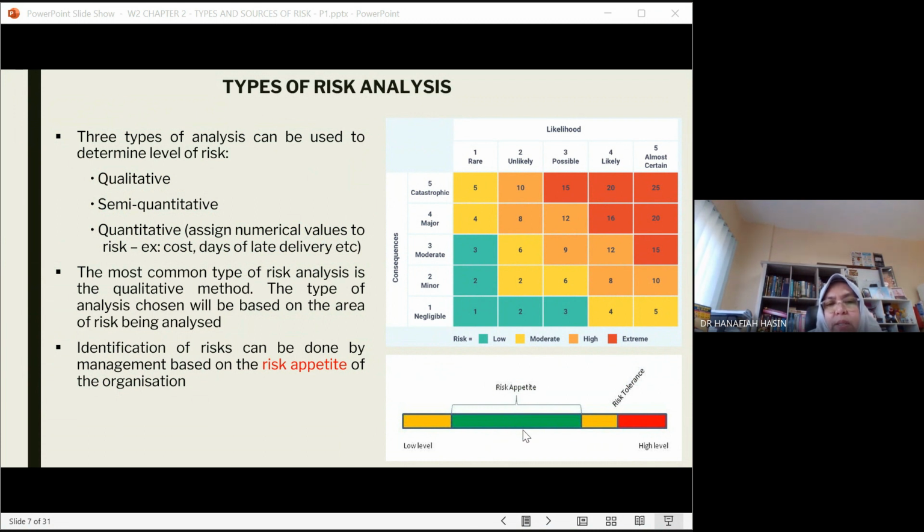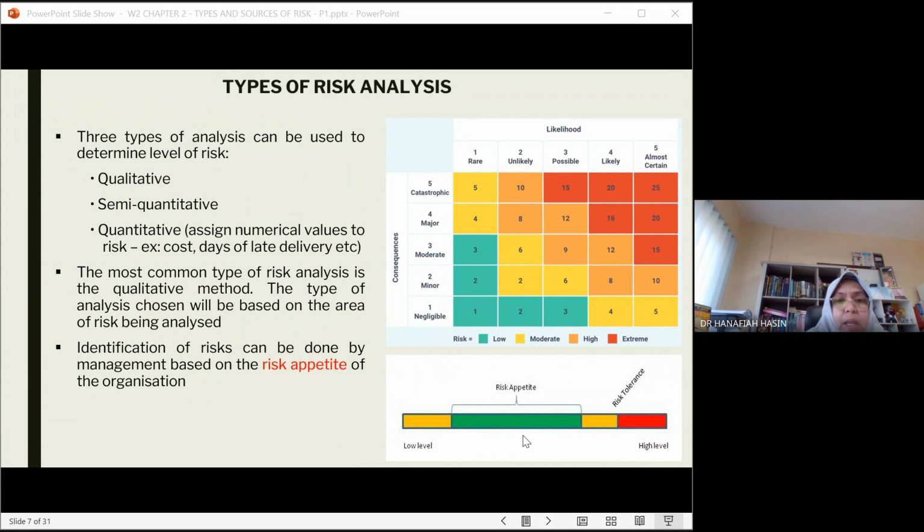When it comes to analyzing the risks, the most commonly used is qualitative. And again, if you want to make a decision on the particular type of analysis, it would be based on the area of risk that you want to analyze. So maybe if you want to look at the financial, of course, you will use quantitative analysis. But if you want to look at the reputation of the company, the brand risk, then qualitative analysis would be more suitable.